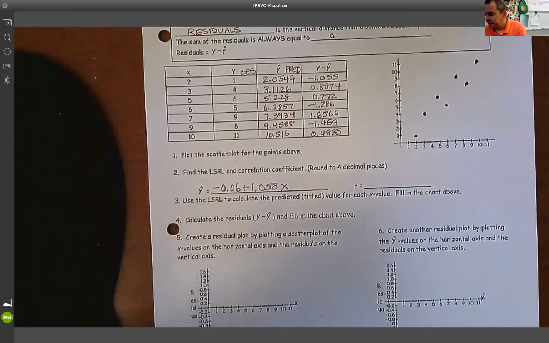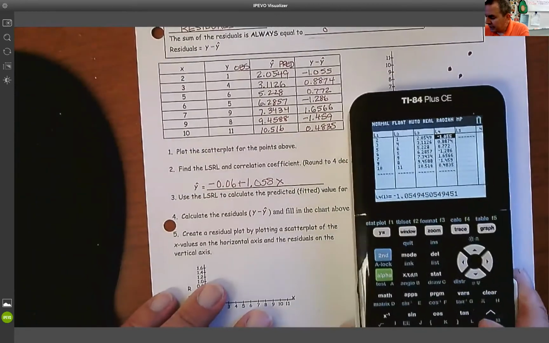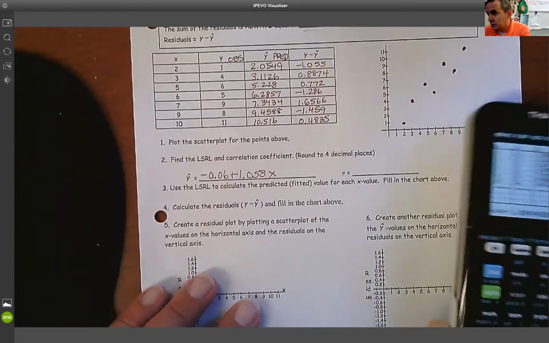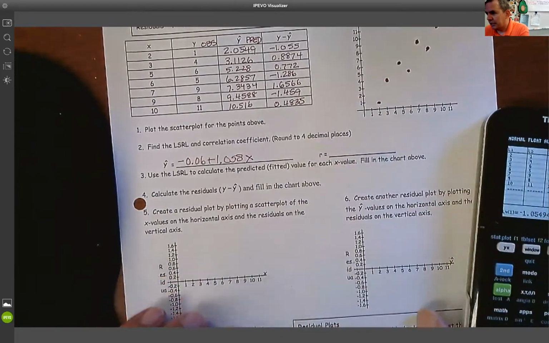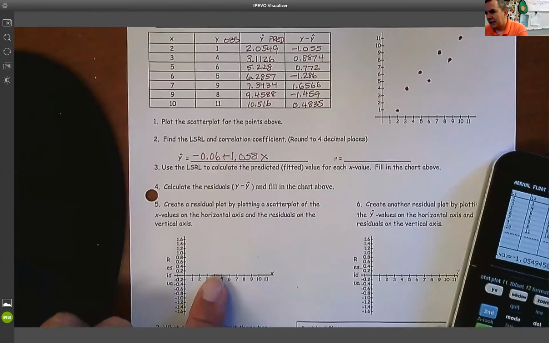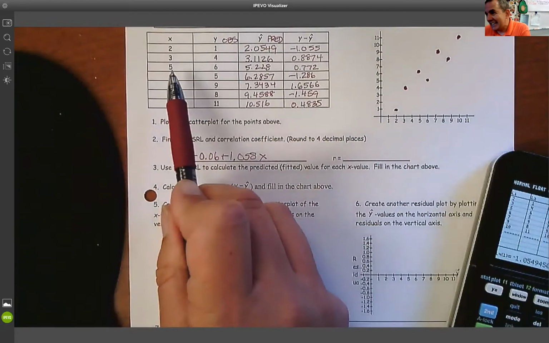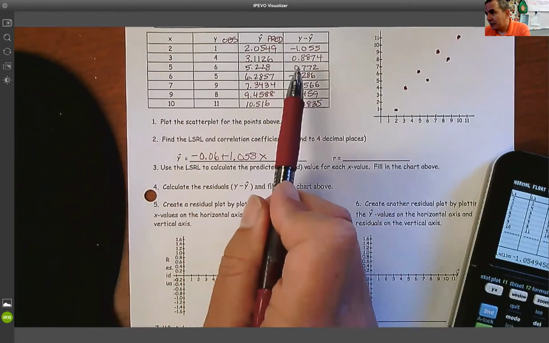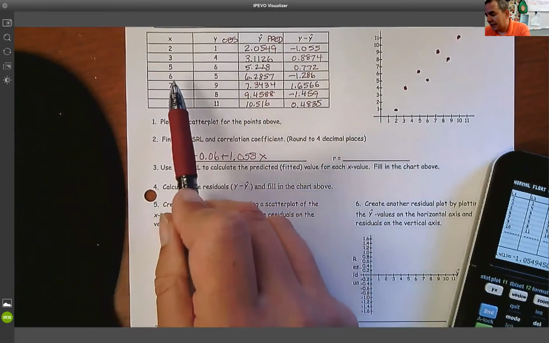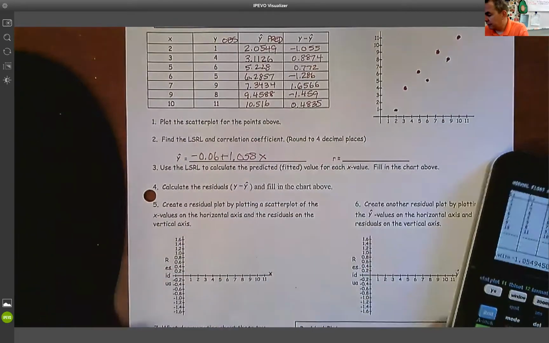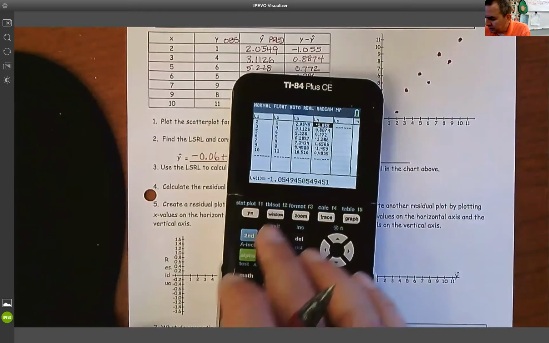So in this case, what I want to do is look at what that residual plot looks like. We're not going to worry about R's right now. We're going to look at this residual plot. What this residual plot does is it plots all of my X's against my residuals. So I want my X's to run along the horizontal and my residuals to run along the vertical.